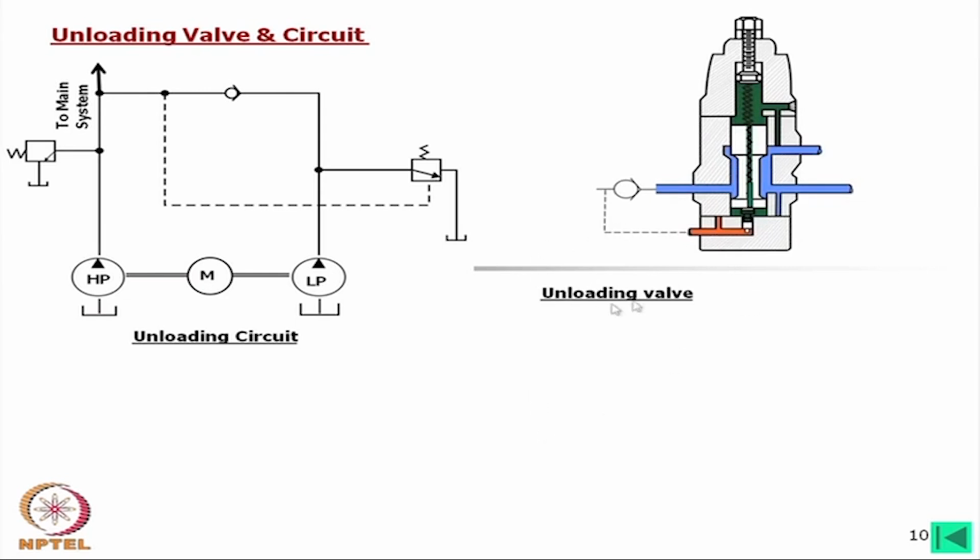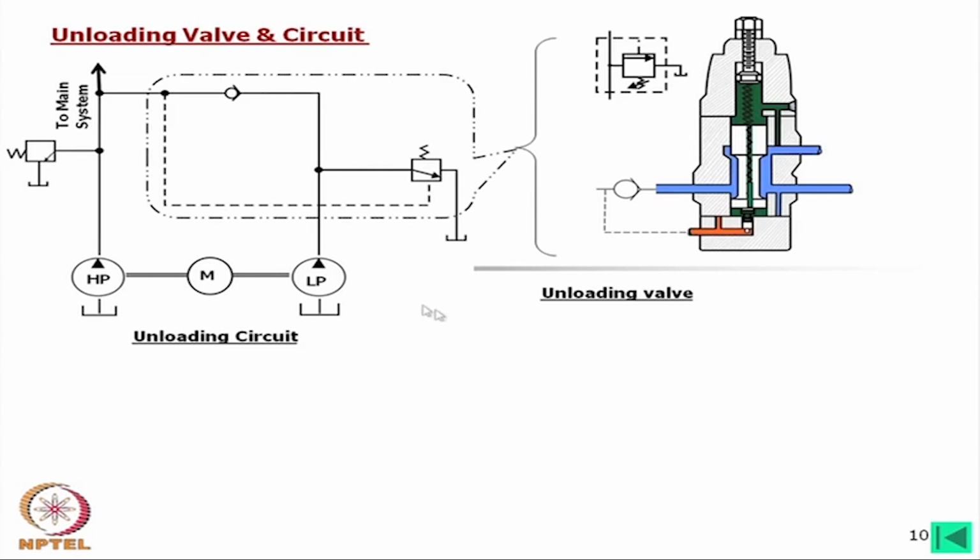This is called an unloading valve. What I have shown here is the symbol of the unloading valve, and we can see this whole unit is called the unloading valve. It is also a pressure relief valve, but it looks like this. Now, the primary port is from the LP pump. Unloading means we are unloading the flow of the low pressure pump to the tank. This is the purpose of unloading. It has no connection with the high pressure pumps.